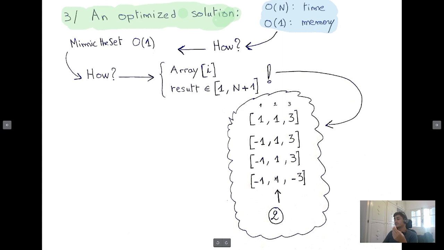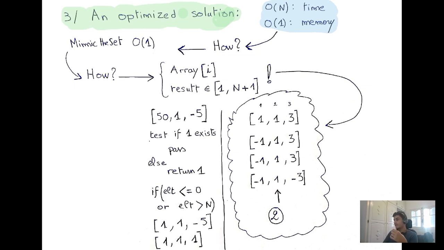And finally, we just need to loop through this array and return the position of the first positive element. The first positive element in the array is at the position 2, so that's the result in this case. But we have some pre-processing parts that we need to verify.